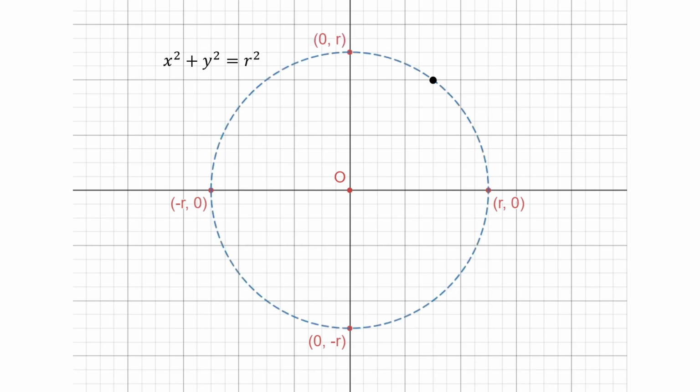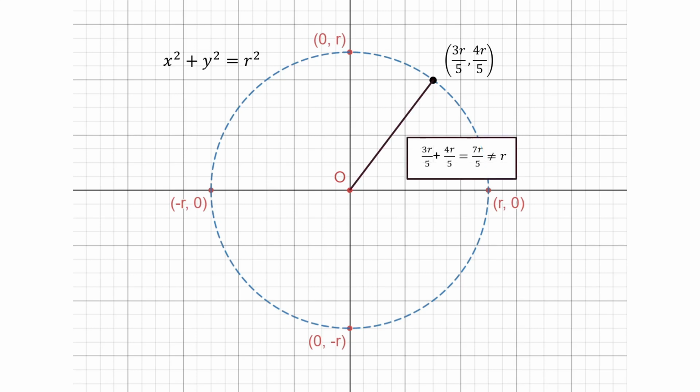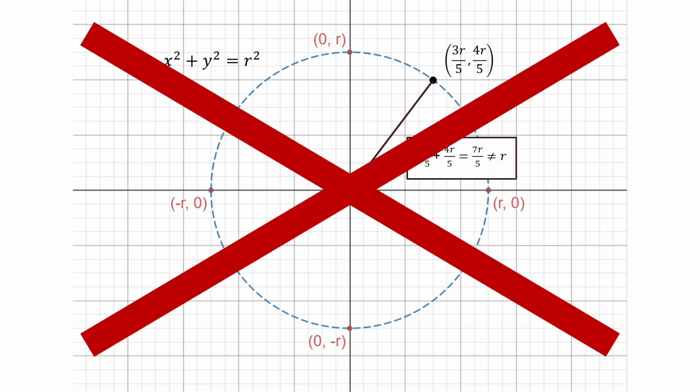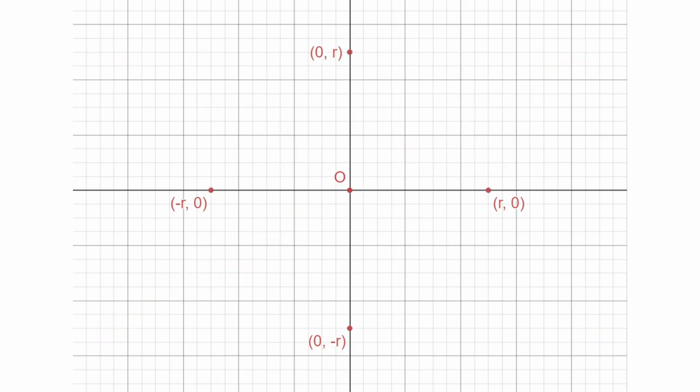In Euclidean geometry, the equation for a circle is x squared plus y squared equals r squared, and would look something like this. However, if we take a point that would be on this circle normally, and we calculate the distance between the origin and that point, we don't get r. Thus, we're throwing this whole thing out.